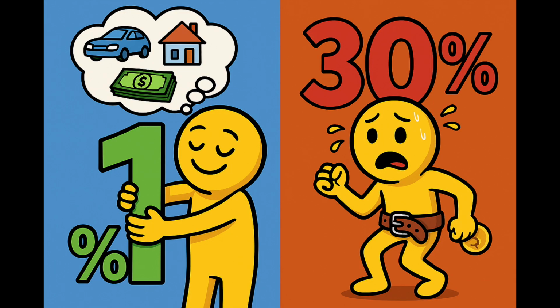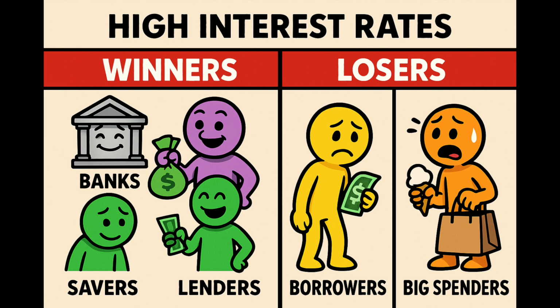High versus low. High equals save more. Low equals borrow cheap. High rates, good for savers, bad for borrowers. Low rates, good for borrowers, bad for savers. It's a tug of war. And somebody's always slipping. Who wins? Depends which side you're on, lender or spender.